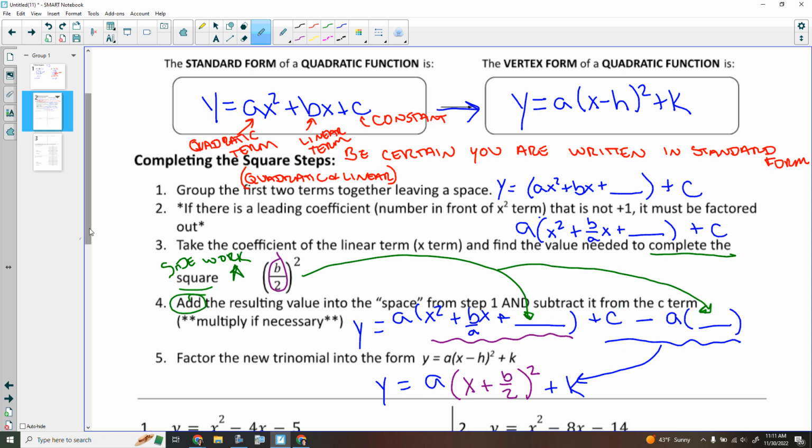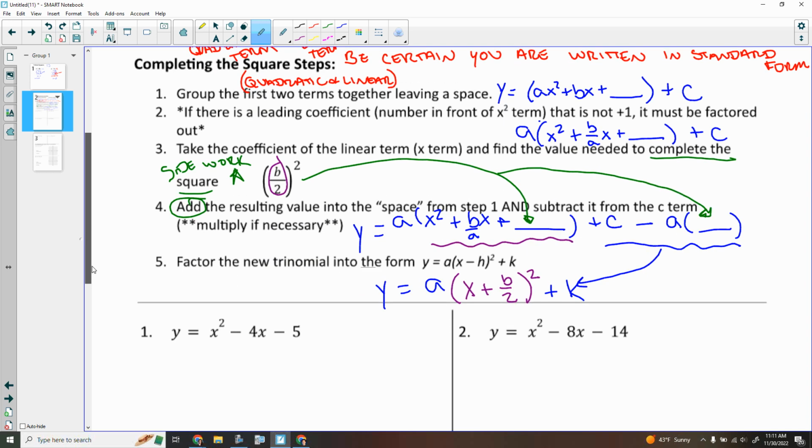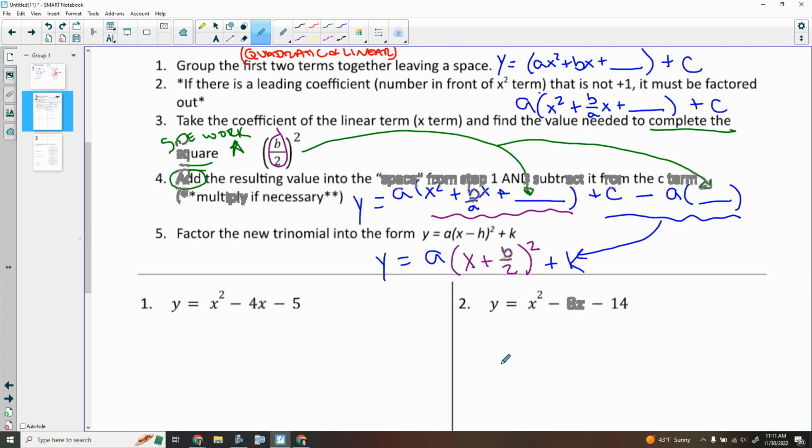All right, so I know those notes are a lot and it's confusing. So let's just get into it. It's going to be super easy once you start working it, okay? So first thing, I'm going to take my first two terms and I am going to put parentheses around it. I'm going to leave a space and I'm going to move that constant to the end. And then I'm also going to subtract whatever that value is I get on that line.